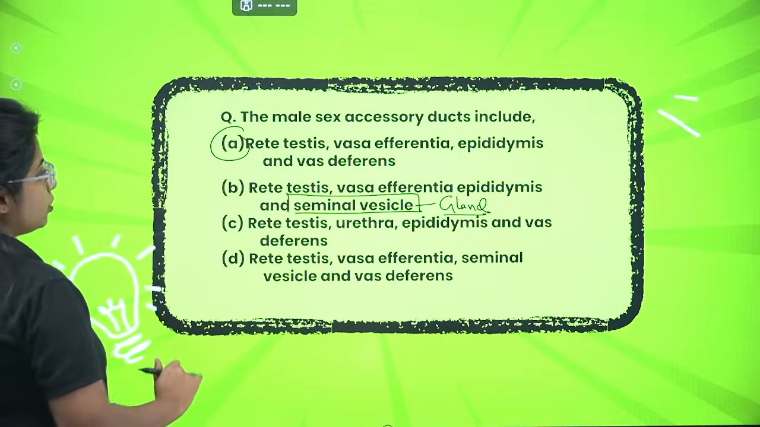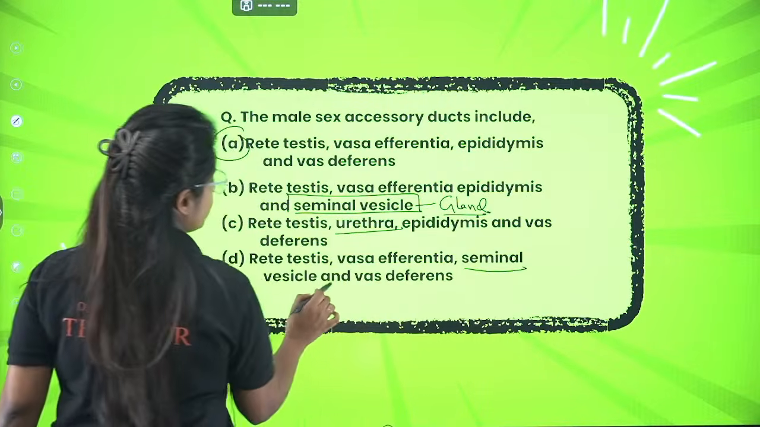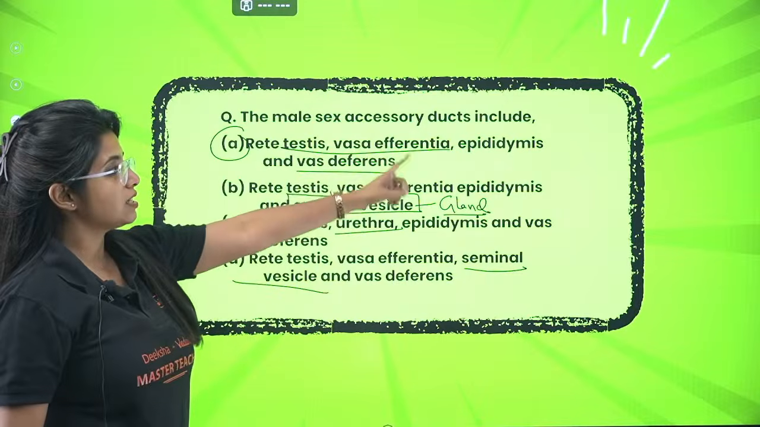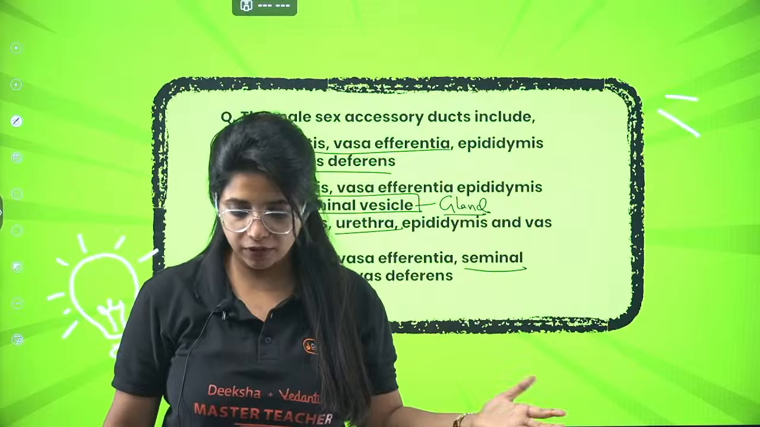Cool. Here also, why is it not the answer? Because urethra is given. Here, why is it not the answer? Seminal vesicle is given. This is the one that contains all of them correct: rete testis, vasa efferentia, epididymis, and vas deferens. And also, ejaculatory duct is also a duct. Do not be forgetting that.